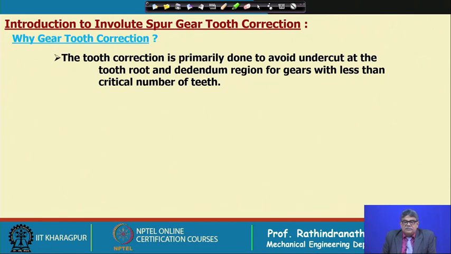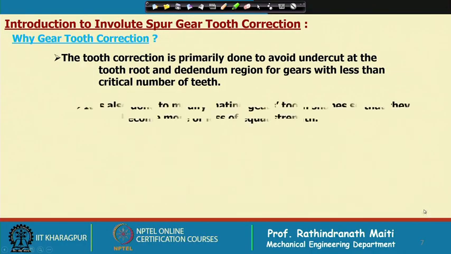Now, why do we need gear tooth correction? The tooth correction is primarily done to avoid undercut at the tooth root and dedendum region for gears with less than critical number of teeth. That means, in case of alpha equal to 20 degree, if we take the teeth number less than 17, what can we do? We can give the plus correction, that means we can make the tooth thicker and we can avoid the undercut. So, this is the basic purpose.